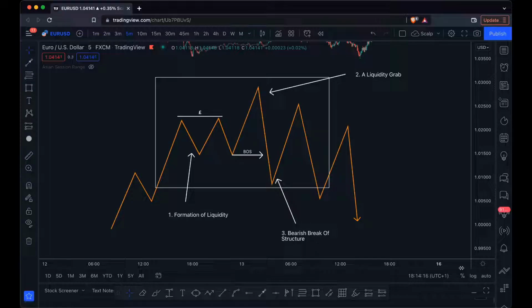So first, we need the formation of liquidity. Second, we need a liquidity grab. And then third, we need a bearish break of structure immediately after the liquidity grab. And generally, this movement over here is very impulsive.